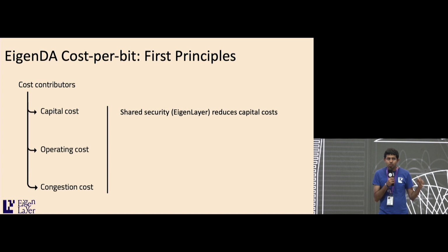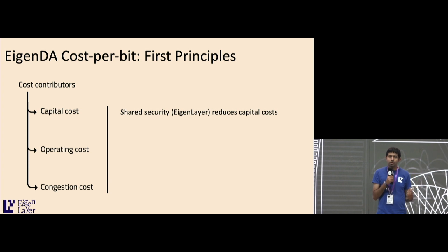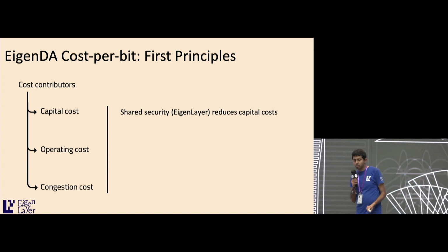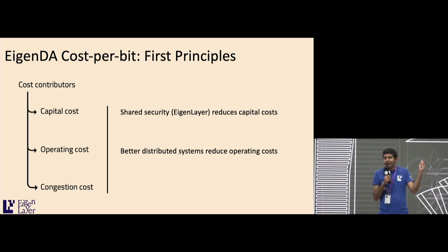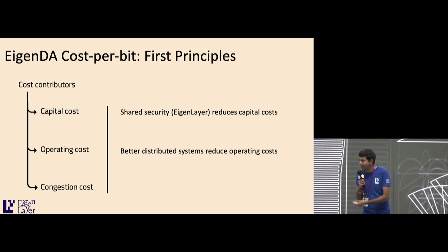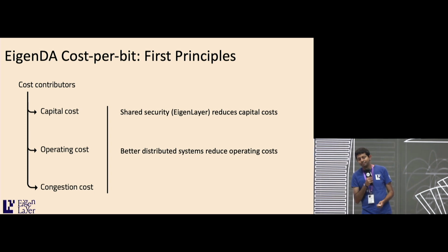The capital cost is solved by shared security. Restaking, you're using the same stake across many applications. Common stake reduces the capital costs. Operating costs. I explained in the last slide, every node doesn't download and store all the data. Every node downloads a little bit of data. Together, they download all the data. The cost basis is very, very low of operating the system.